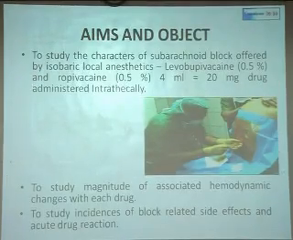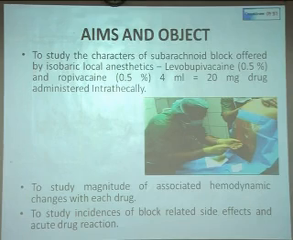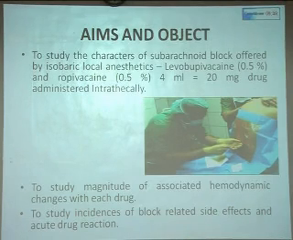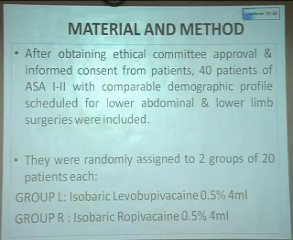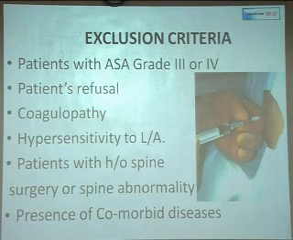The aim of our study was to study the characteristics of block produced by isobaric levobupivacaine and ropivacaine, to study the associated hemodynamic changes and to study incidences of complications produced by the study drugs. After obtaining ethical committee approval, 40 patients of ASA 1 and 2 with comparable demographic profile were included in the study. They were randomly assigned into two groups of 20 patients each. In group L, isobaric levobupivacaine 0.5% 4 ml was given, and in group R, isobaric ropivacaine 0.5% 4 ml was given.